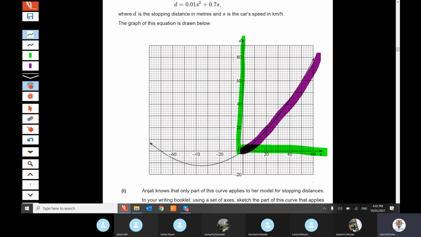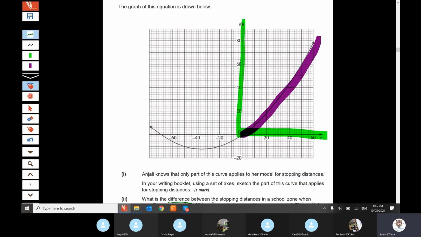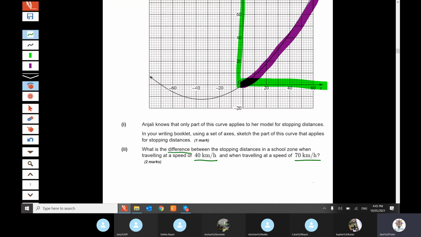Obviously, the first way is to use what? Read the question again if you haven't absorbed the question. What is the difference between the stopping distances in school zone when traveling at a speed of 40 and when traveling at a speed of 70? The first method is to use the equation. Second method is to use the graph. I thought the first way would have been the graph, but anyways, first way, equation, second is graph, up to you. So let's do both, just so that we're comfortable with both.